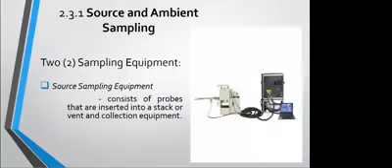Source and ambient sampling. Yes, there are two sampling equipment we have. We have the source sampling equipment, which consists of probes that are inserted into a stack or vent and collection equipment. We don't have this type of equipment or facility in our school, like USTP. This is much more complicated. Ambient sampling measures the ambient air, where the samples are withdrawn and analyzed immediately or contained for later analysis.